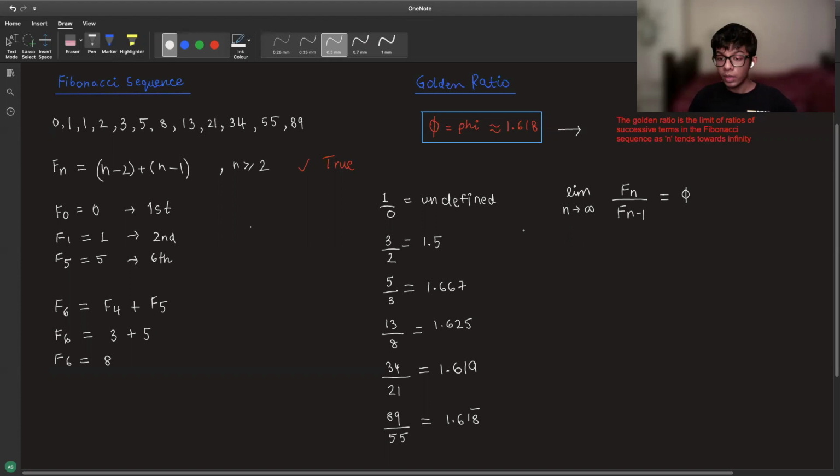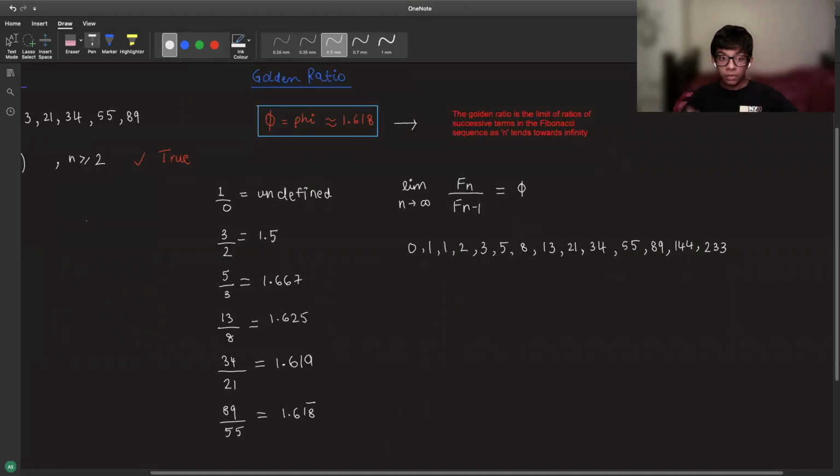This limit equation explains the golden ratio. Another thing that is very interesting is the fact that as the Fibonacci sequence grows bigger and bigger, it slowly converts to a geometric sequence with a common ratio of phi, the golden ratio. So if we write down the Fibonacci sequence from 0 till 233, we can see that as the numbers grow bigger and bigger, the ratio between them becomes the golden ratio.